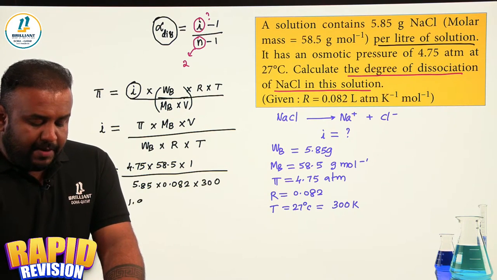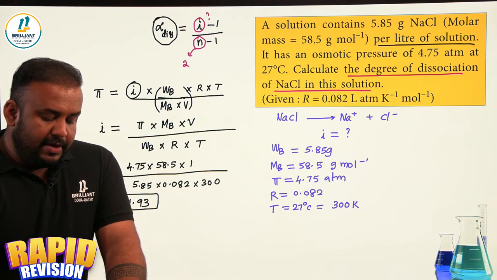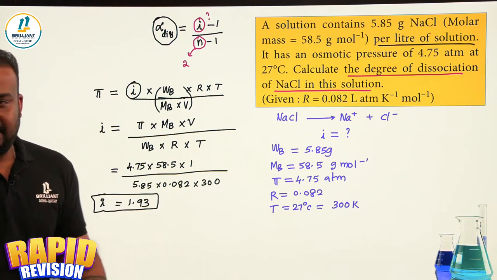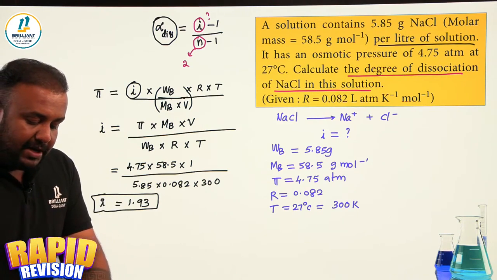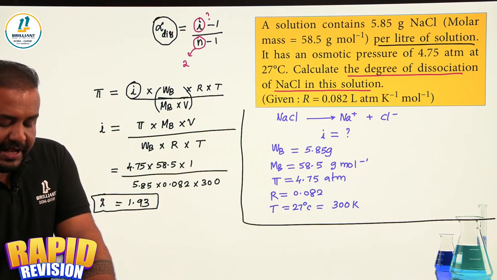Okay, 1.93. Did all of you get it? Okay, great. 1.93. Now, we are not done yet. We have found out what is i. That is the Van't Hoff factor. Now, the most important part. We need to find what is the degree of dissociation. Correct? How do we find that?